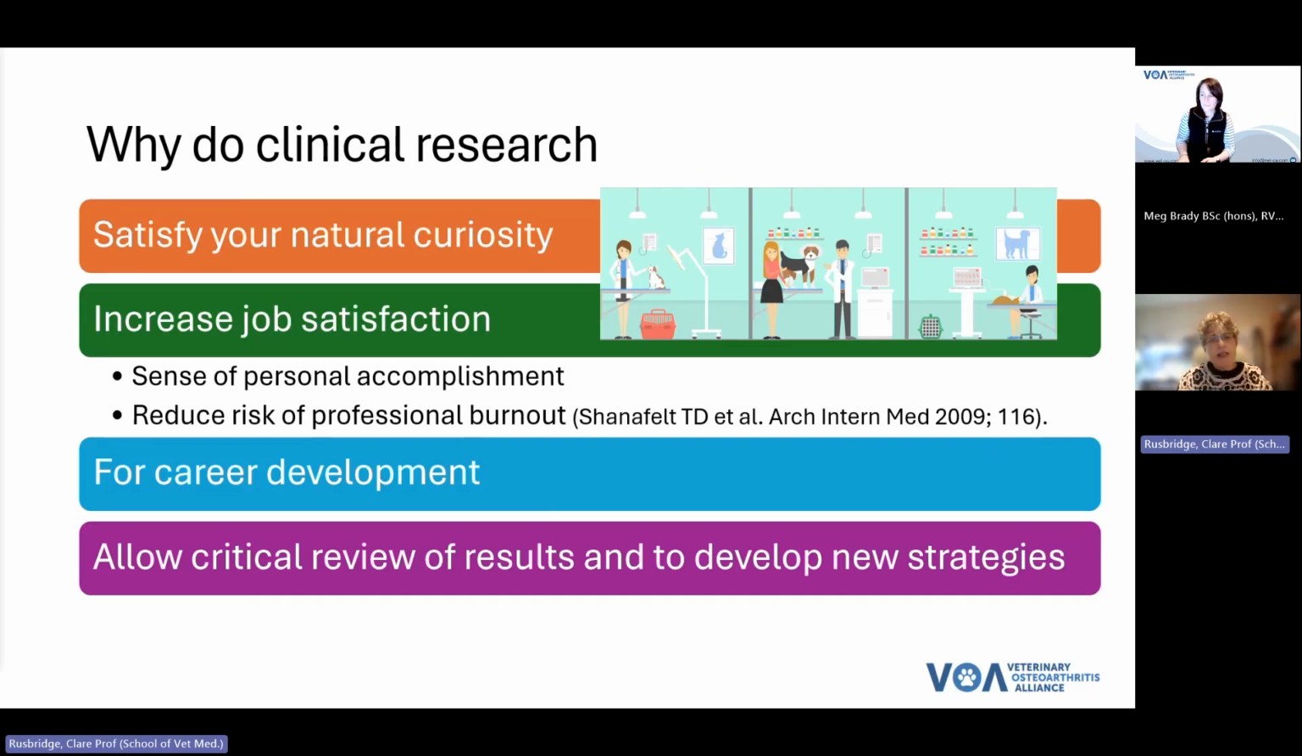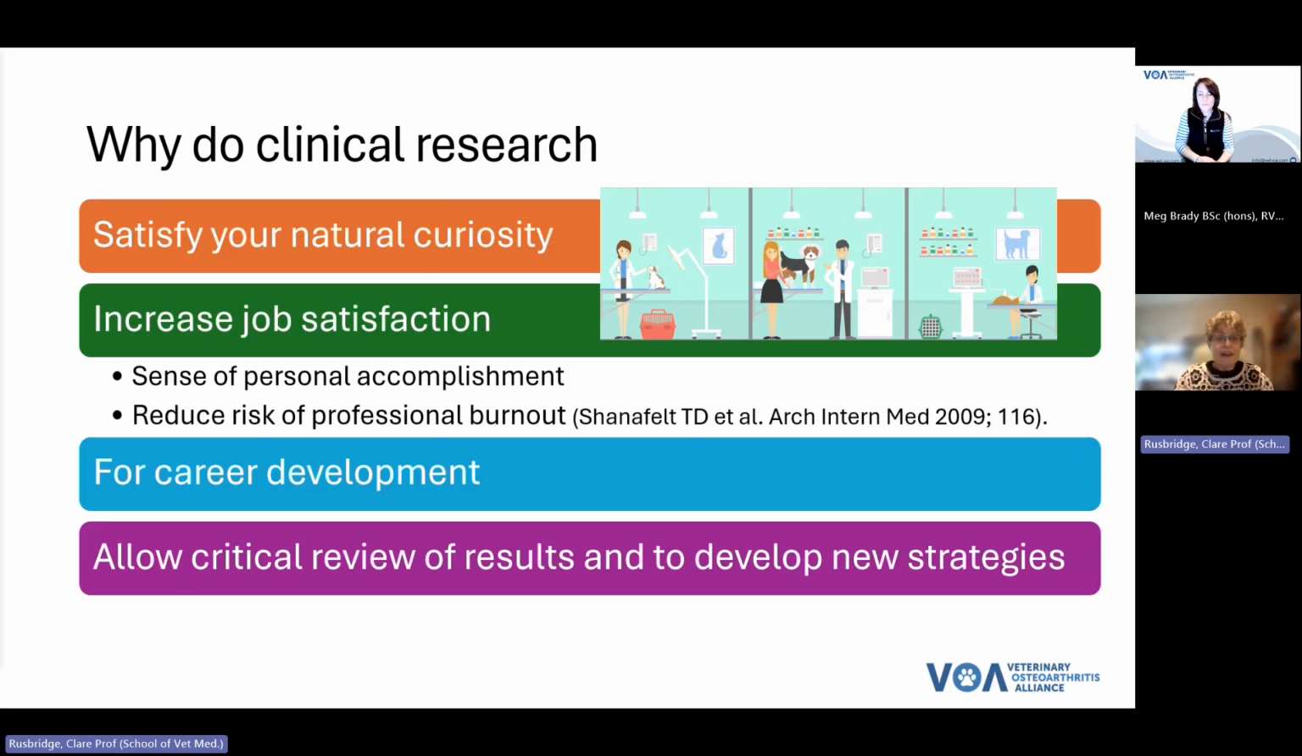However, there are other reasons why you might want to get into that. First of all, it has been shown that it increases job satisfaction, that you have that sense of personal accomplishment, that feeling at the end of the day, oh, I did a good job, not just doing my regular job, but having achieved something else. And there's also a study that showed that there was reduced risk of professional burnout. I think because you have another sense of purpose and something else that you want to achieve.